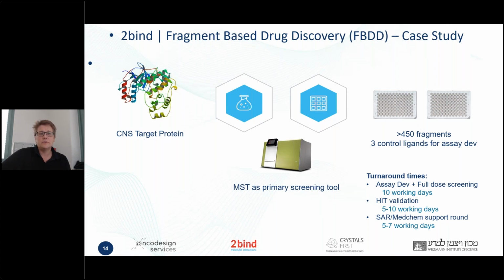So the data are shown here. Assay development and full dose screening took us 10 days. Not shown is the hit validation phase, which takes roughly 5 to 10 days in addition, and also the MedChem SAR support round, 5 to 7 days per round.